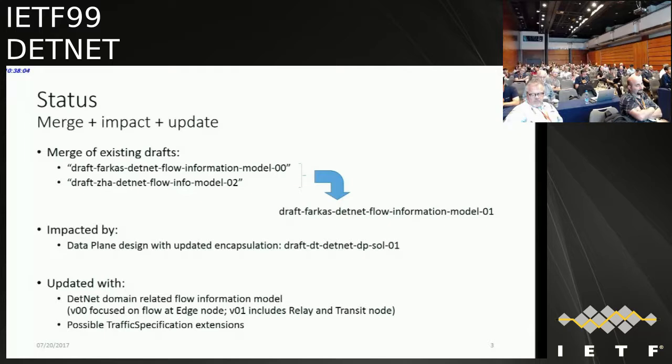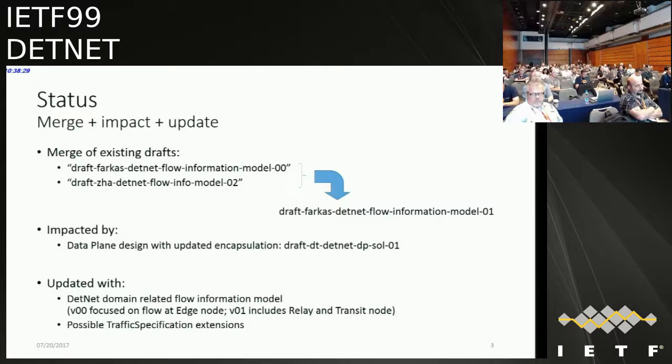There were two drafts about flow information model. This is what we have identified in the last Chicago meeting. And since then, there were several discussions in order to merge these two drafts to a single proposal as being the flow information model. So this is what you can see and what we have updated. This is exactly the result of merging these two drafts.